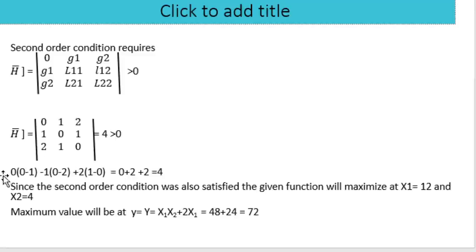Here, this is 0 plus 2 plus 2, that is, 0 plus 2 plus 2 equal to 4. This is the determinant of this matrix. Since it is greater than 0, the second order condition is also satisfied. The given function will be maximized when x1 equal to 12 and x2 equal to 4, and the maximum value equal to 72. This is the method of constrained optimization using the Lagrange method.